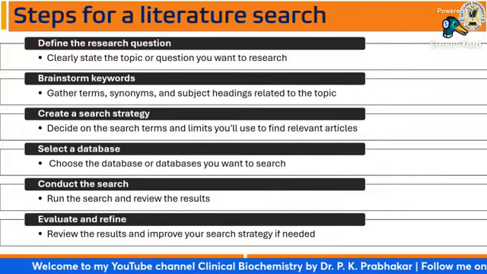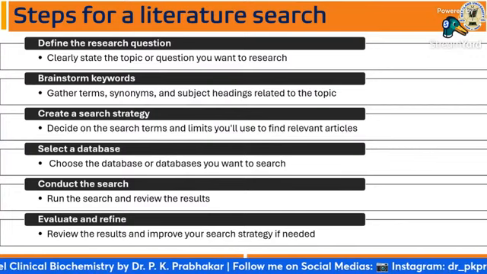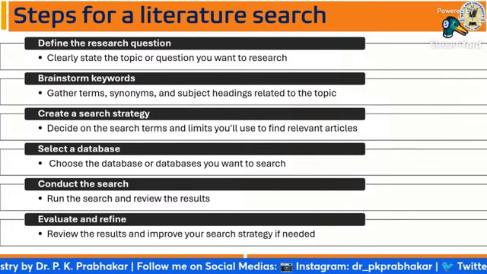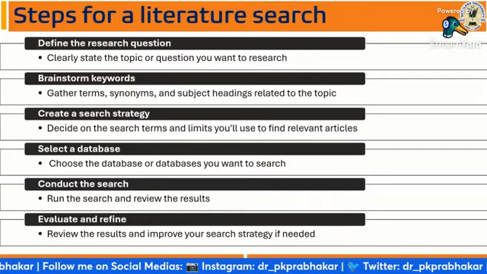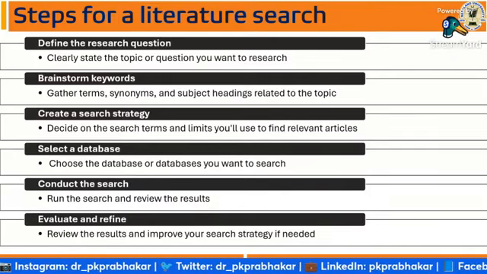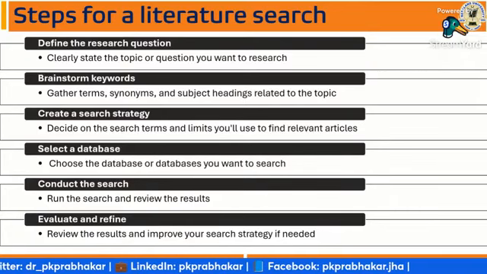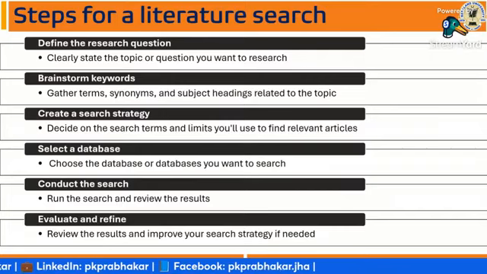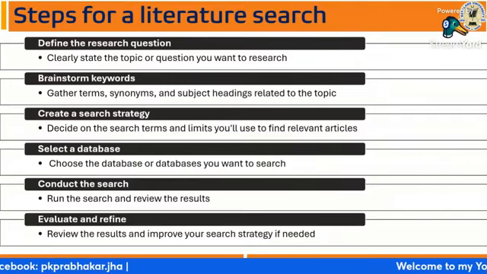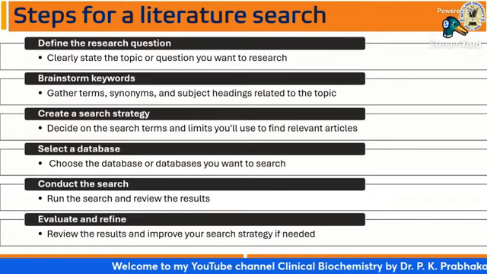Once we have done the literature search, these are the different steps for it. If we talk in detail, a proper literature search will roughly take 1 to 1.5 hours. The first step is defining the research questions. This clearly articulates what you are trying to investigate. A well-defined research question sets the foundation for an effective literature search.